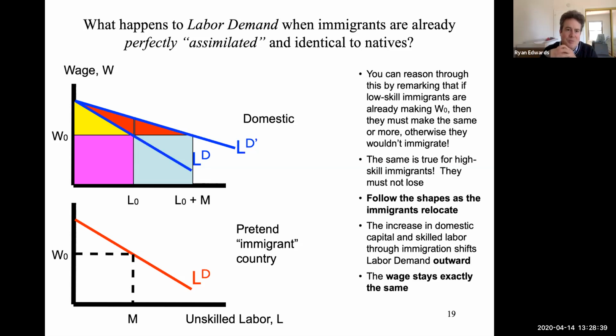The wage paid to unskilled labor would stay exactly the same under this hypothetical extreme scenario, and all the returns to the other factors would stay exactly the same. It's only in our differences that there's any benefit to, obviously, these huge fixed costs of moving.